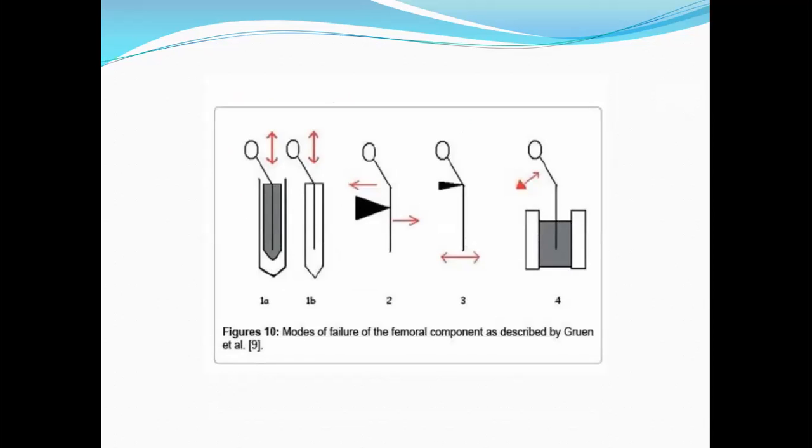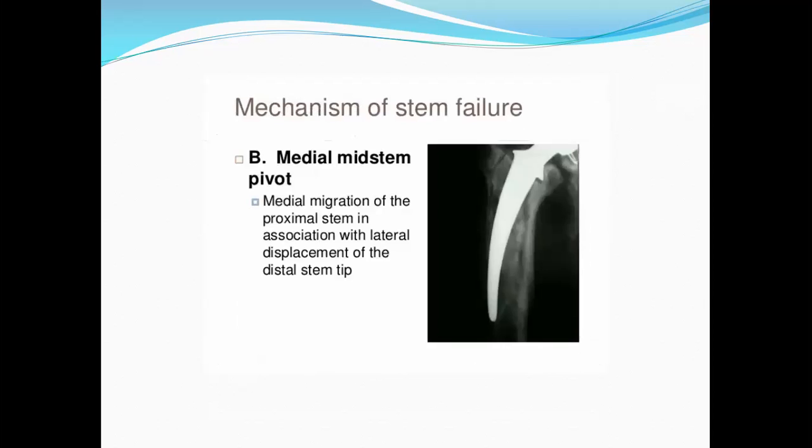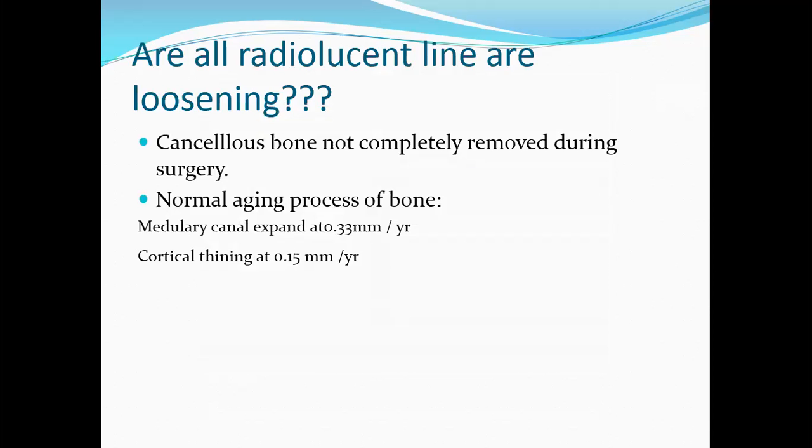Now, the mechanism of failure of the femoral component is described by 4 types. Type 1 starts with subsidence or migration, upward or downward. Type A, as we see in the picture, is with bone cement. Type B is with cementless. This is subsidence. This is the mechanism of the stem failure.